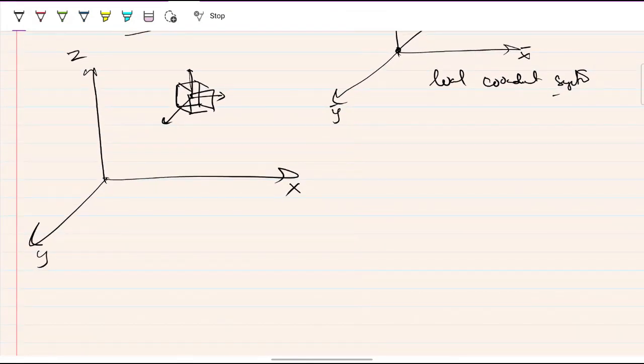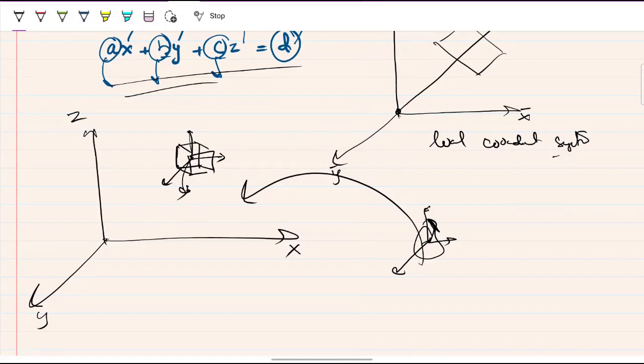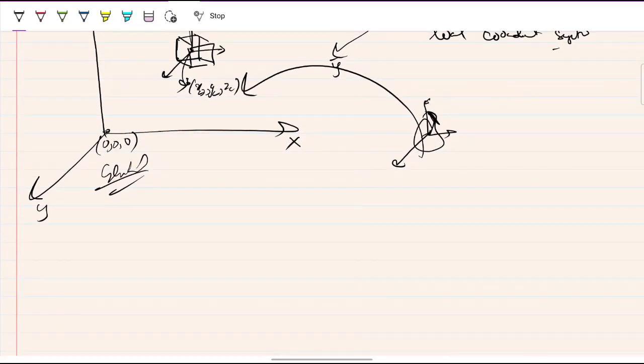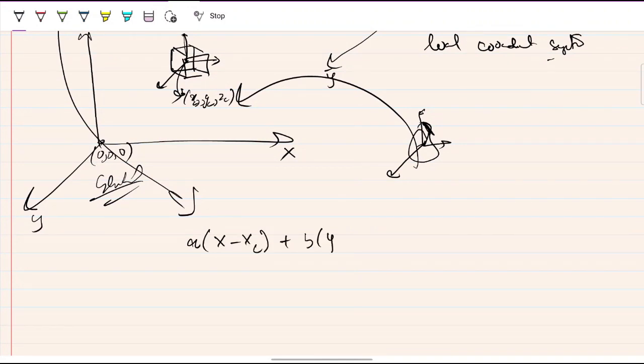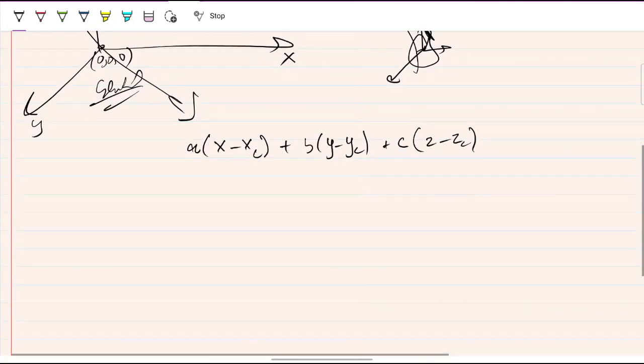If we have a body, we are going to define it in the local coordinate system. Its planes will correspond to the local coordinate system. Then if you transfer it into the global system, it would be easy. Let's say in the global coordinate system its center is at xc, yc, zc, while in the local system it is 0, 0, 0. In order to convert it, you just have to write this equation as a(x - xc) + b(y - yc) + c(z - zc) = d.